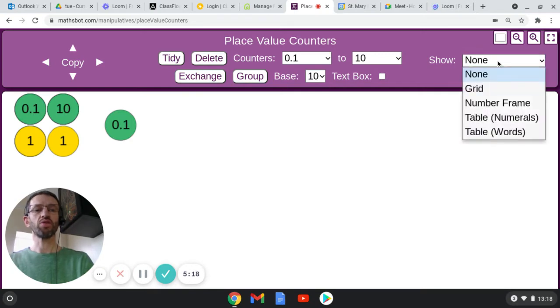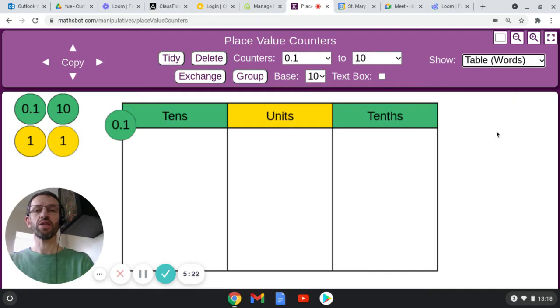What would probably be useful for you to do will be to have a table. So if I click on table, it gives me a table that shows tens, units, and tenths. And remembering in between the tenths and the units here, you would have a decimal point, a little dot that goes down here on this line that shows the difference between those. So you can drag them across.